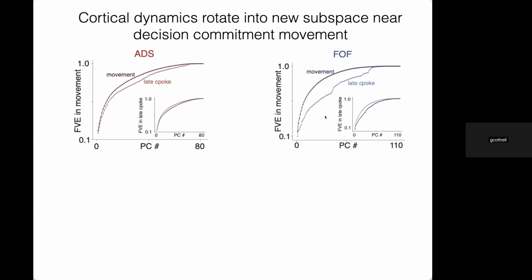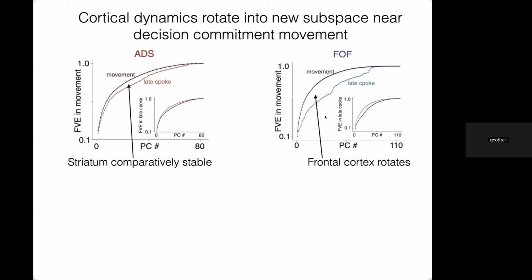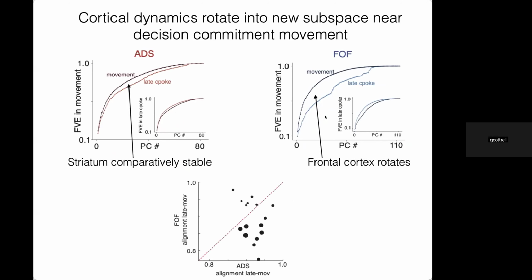And so we do that, and we find if you look, as you transition from evidence evaluation to decision, you see that frontal cortex really seems to lead. The striatal subspace remains comparatively stable, small gap. The frontal cortex tends to rotate, bigger gap. And this holds up across sessions. Most stuff is below the diagonal, showing that frontal cortex seems to play more of a role in the decision commitment, in line with prior work.